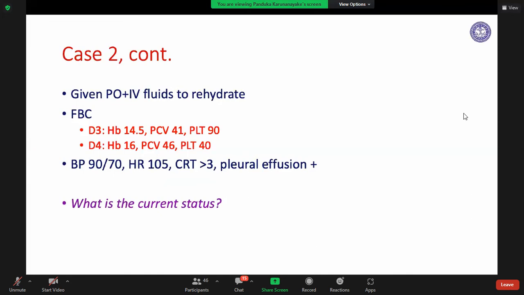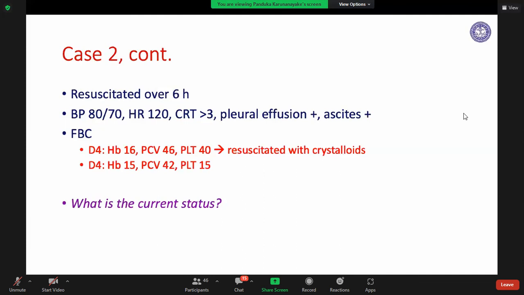Okay, right. Let's get on to the next day. So what we do is we resuscitate her over 6 hours by giving IV crystalloids, right? And now see what has happened.